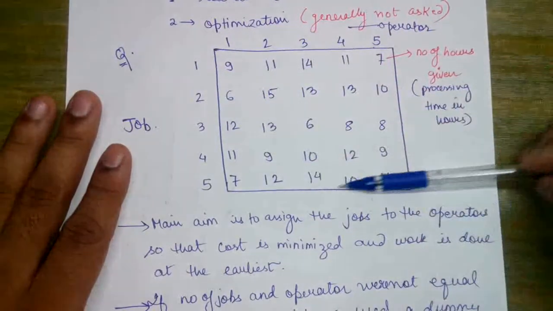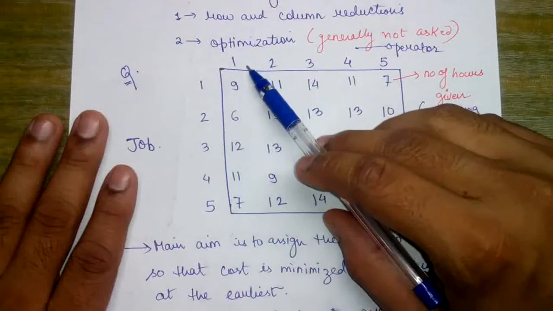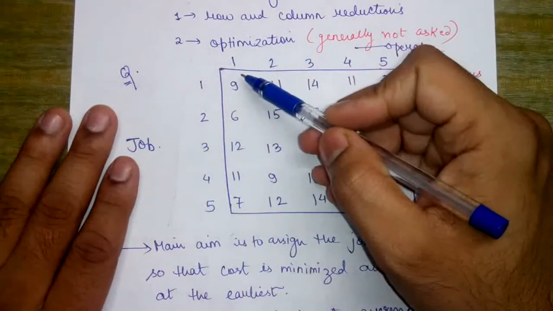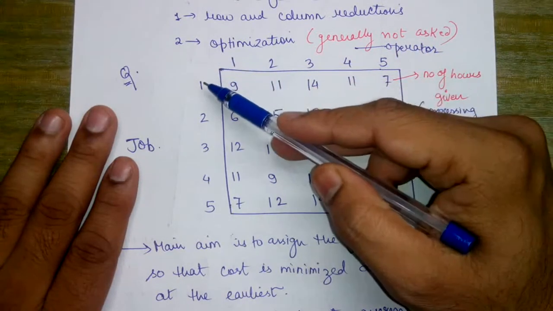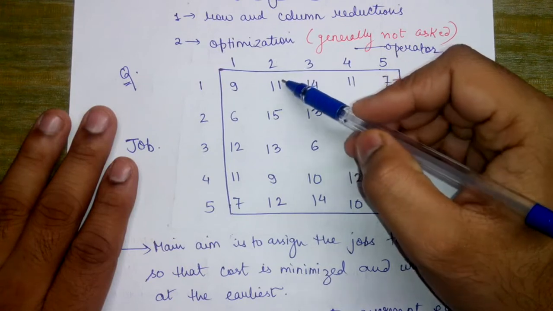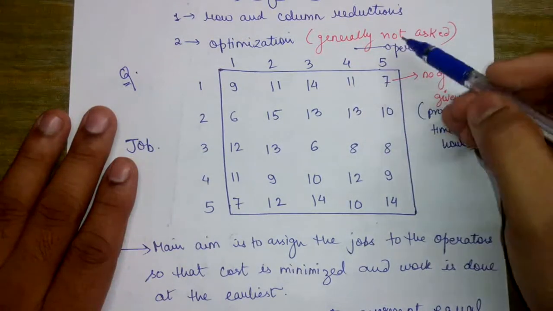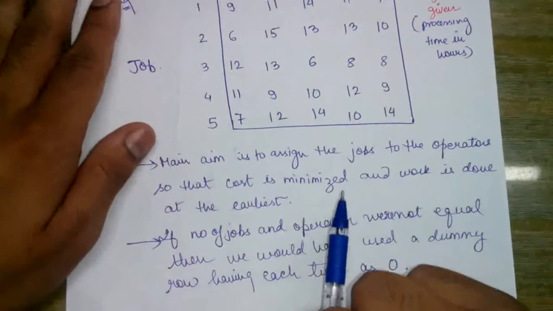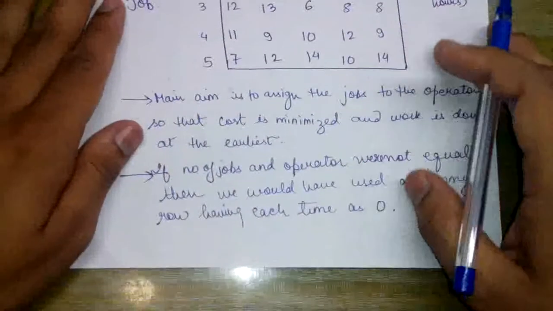The problem will be given in the form of a matrix, where these are the jobs 1 2 3 4 5, and these are the operators 1 2 3 4 5. The different jobs have to be given to the different operators, and these are the times the operators will take. For example, the first operator for the first job will take 9 hours or 9 time units, the second would take 11, the third 14, the fourth 11, and the fifth only 7 hours. These are the processing times. The main aim is to assign the jobs to the operators so that cost is minimized and the work is done at the earliest possible time.